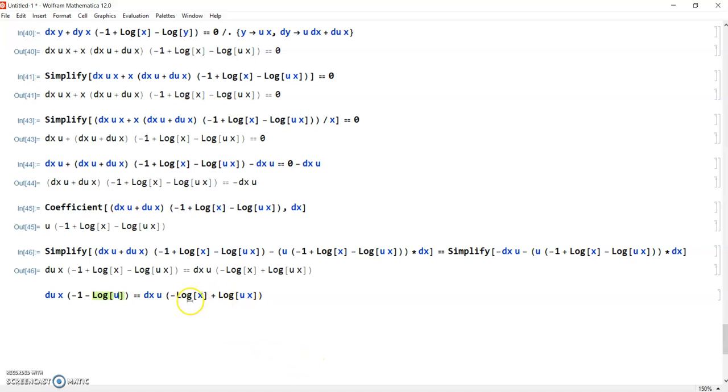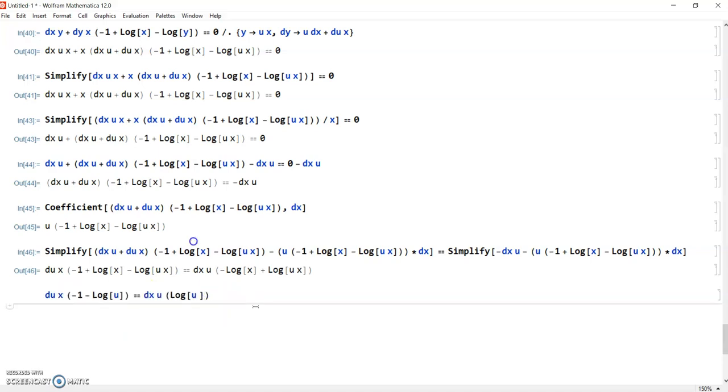So similarly from here, this will be minus log x, and then log x plus log x. So what is left over here will be log u. Okay, so now we have this. Here we have this x, here we have this u, and here we have log u. So we still need to do some manipulations.